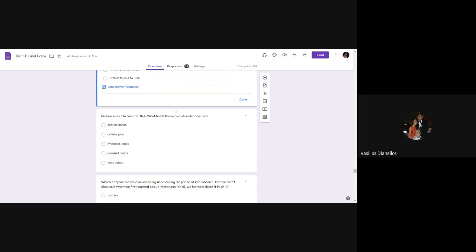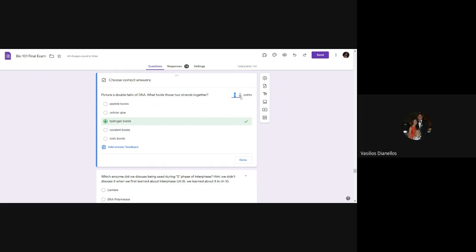Now, if you guessed covalent bonds, you got partial credit, because at least a covalent bond does hold a single strand of DNA together. Somebody guessed cellular glue, and it made me want to cry. What? We never said anything about cellular glue. And this is a question from an exam that you had earlier. So you should have known from way back when that that was a wrong answer.